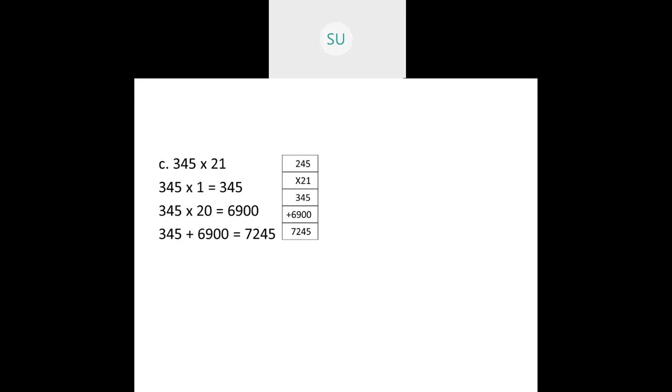Same way we'll do all the rest of the problems. So 345 into 21. First we multiply 345 with 1. Then we'll get 345 only. Then we do 345 into 20. So when you do that, you'll get 6,900. Okay, then we add 345 plus 6,900, we get 7,245.